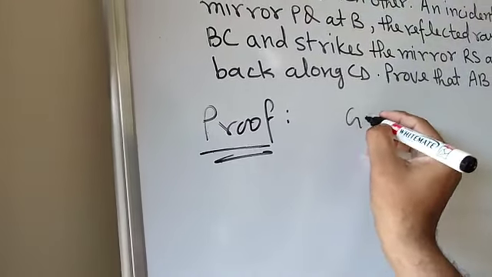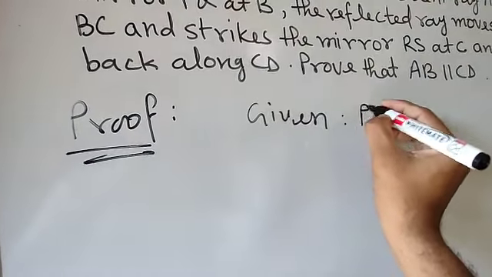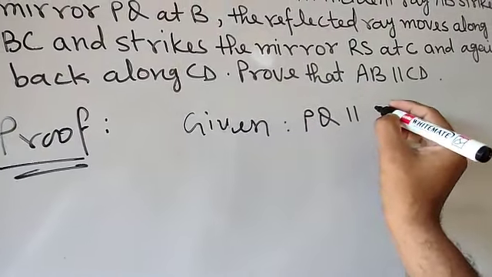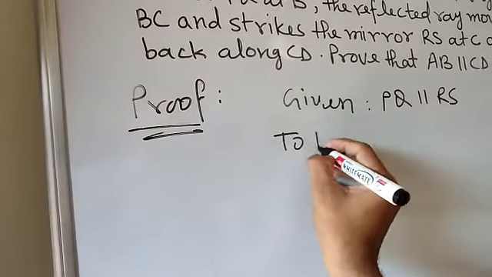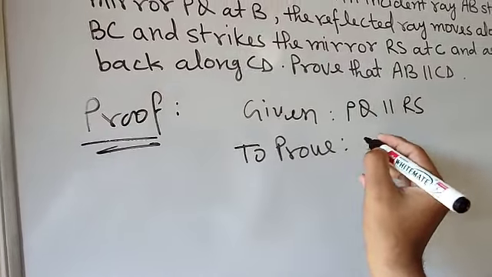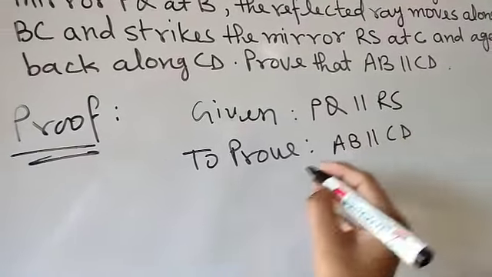Now here, given what the things are given here, you are given that PQ is parallel to RS, and what you are going to prove, you are going to prove AB parallel to CD.